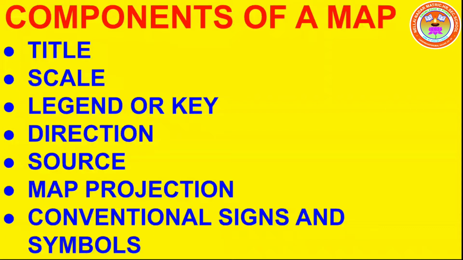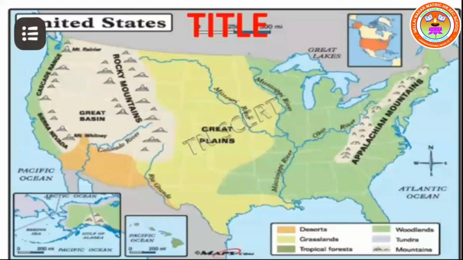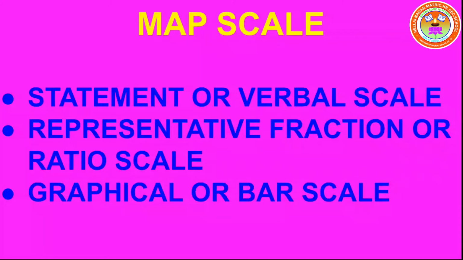Components of a map. The basic components of a map are the title, scale, legend or key, direction, source, map projection, and conventional signs and symbols. Title. The title tells about the content of the map and is placed mostly at the top corner or at the bottom corner of the map.